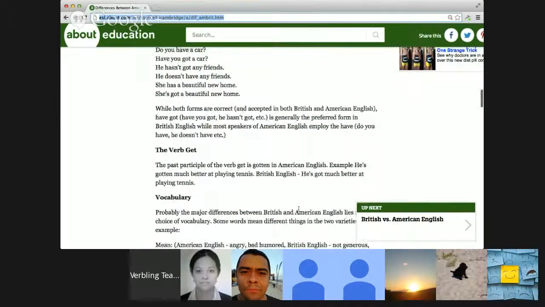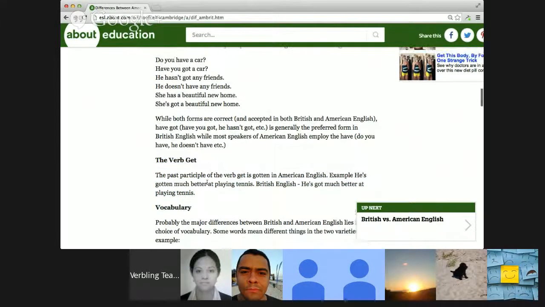The verb get. The past participle of the verb get is gotten in American English. Example, he's gotten much better at playing tennis. British English, he's got much better at playing tennis.